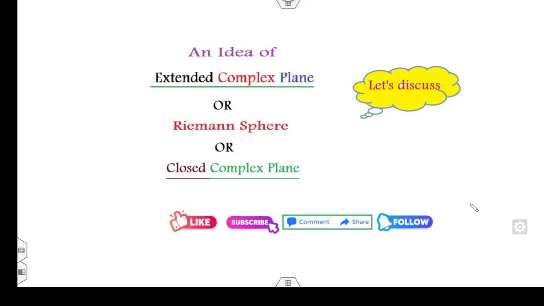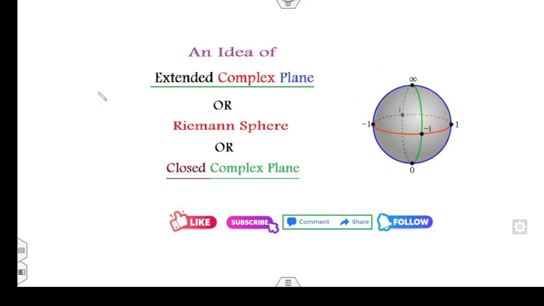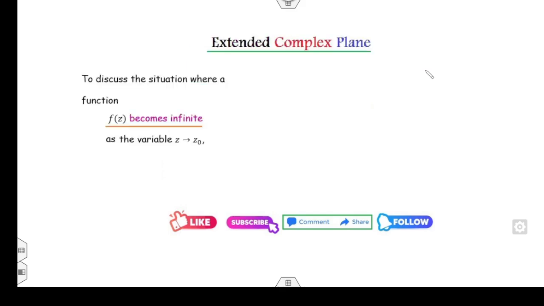Now the second concept is, what is the meaning of the extended complex plane? You can also call it the Riemann sphere or the closed complex plane. Remember, our target in the case of the Riemann sphere or the closed complex plane is how we can introduce the point infinity into the complex plane. Fine. So our target is to include the idea of infinity into the domain.